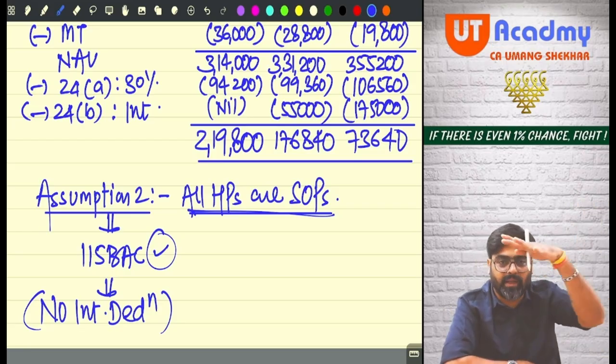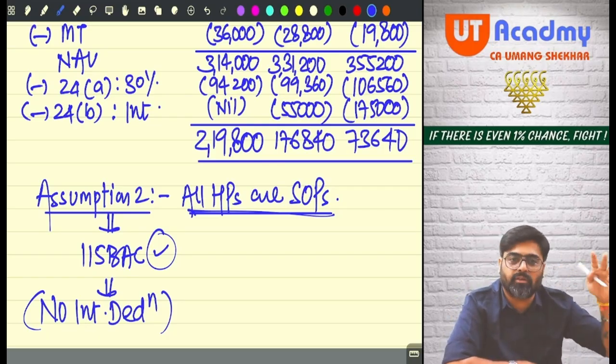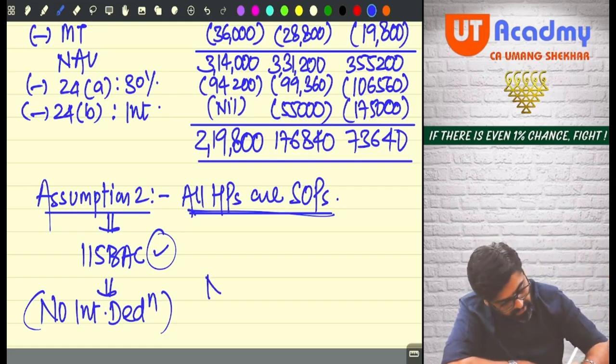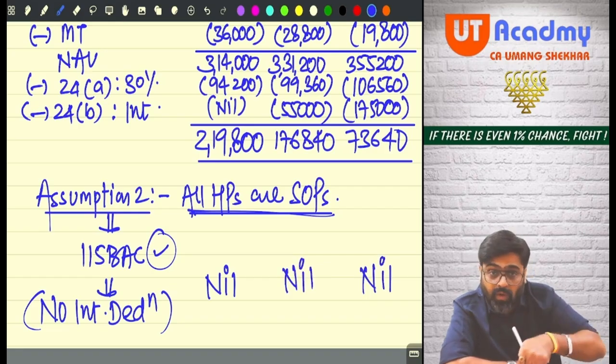So everything will be nil. Even interest, whatever interest is there, even that will not be allowed. Interest will also be nil. So final income from all the properties will be nil. So house 1, the final income will be nil. House 2, final income will be nil. House 3, final income will be nil. This is when you follow 115 BSE.